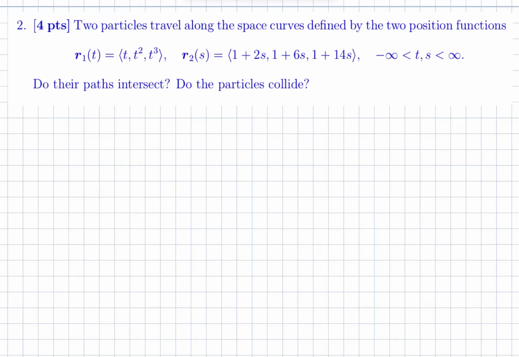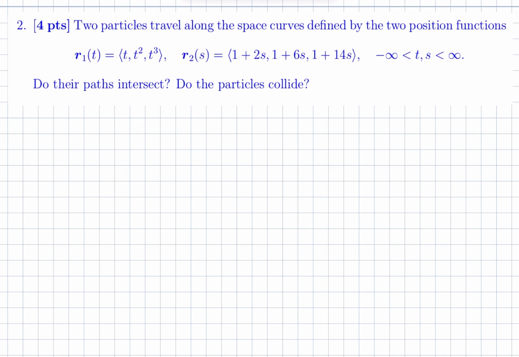Hey guys, in this problem we have two particles that are traveling along the space curves defined by the two position functions r1 of t and r2 of s, and we're trying to find out whether their paths intersect and whether these particles collide. So let's start with the first question.